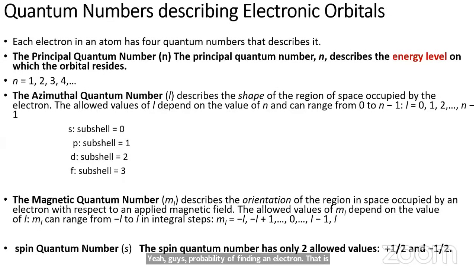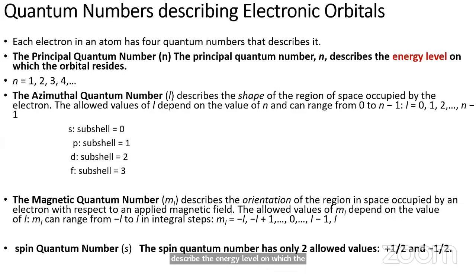Now, each electron in an atom has 4 quantum numbers that can describe it. This is what you did in last class. It's just a recap for better understanding. The first one is the principal quantum number, which is designated as small letter n. And in your last class, you were told that this principal quantum number describes the energy level on which the orbitals reside.